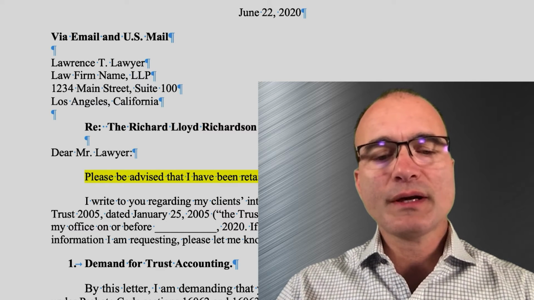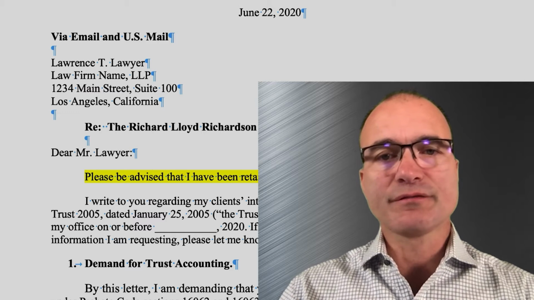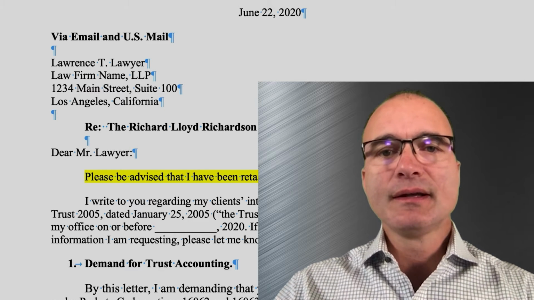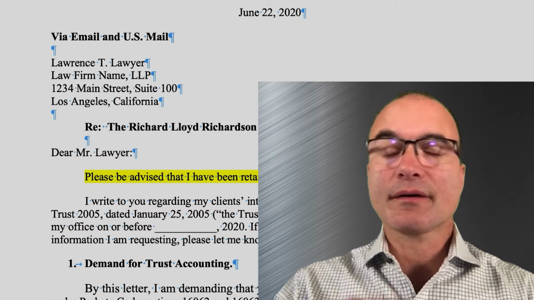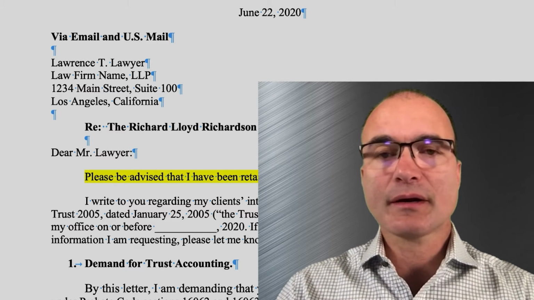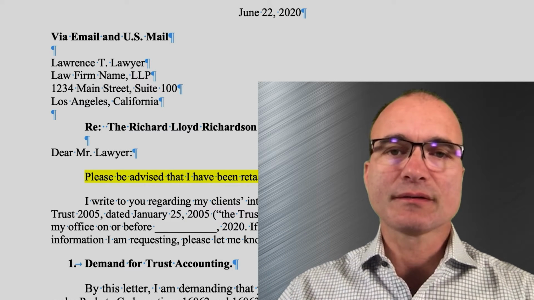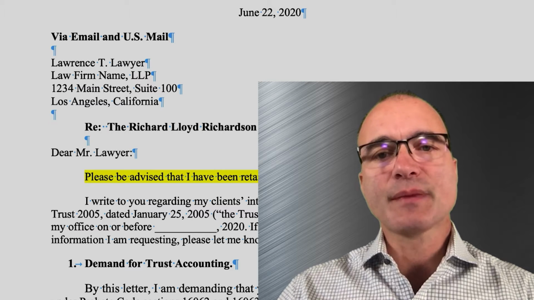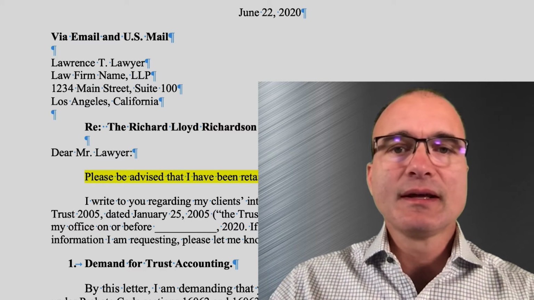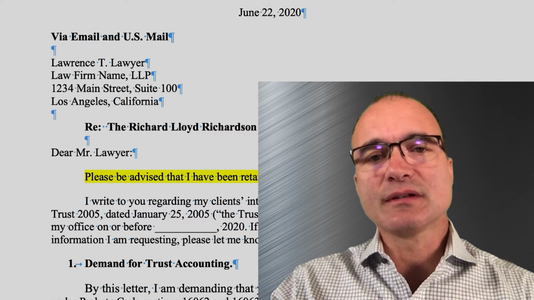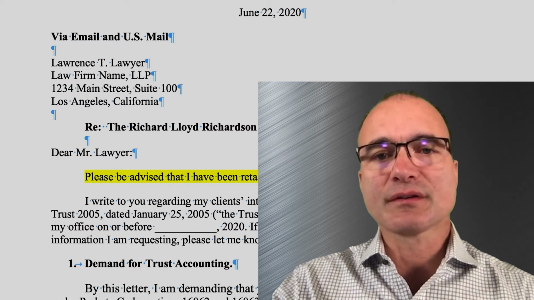I also want to point out that demanding an accounting is very different from demanding financial information because an accounting is a formal document that the trustee has to prepare. They typically will hire an accountant. It'll cost money to prepare, and it'll give you kind of a full report of everything that's happened in the trust. When you request financial information, you're just requesting copies of things like bank statements or brokerage statements. That's very easy for the trustee to give to you. In theory, if you have a good trustee, they should be able to just give you copies of those documents.